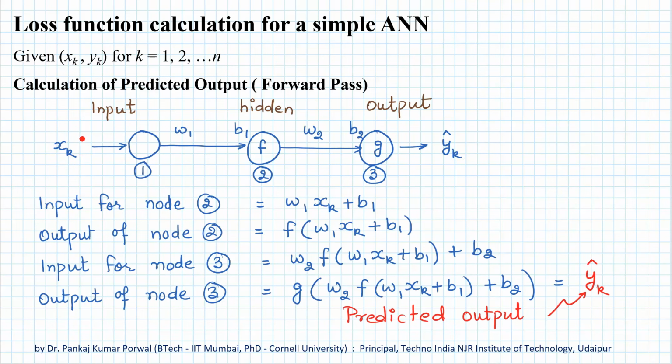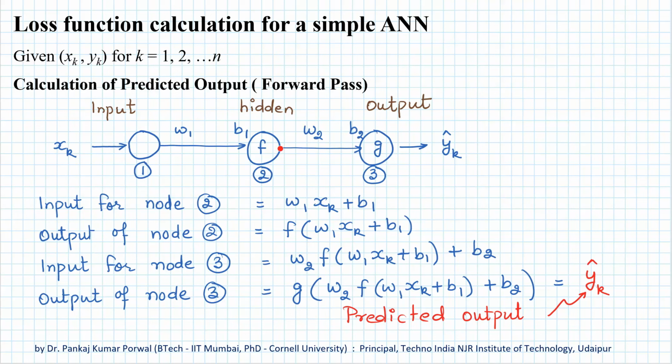The input x goes through the input node, which does not have any activation function, so it passes through node 1 as it is. When xk passes through this link, it gets multiplied with w1, and we add the bias for node 2 to that. So the input for node 2 will be w1 xk plus b1. Now when this input passes through node 2, because the activation function of node 2 is f, the output of node 2 becomes f of w1 xk plus b1.